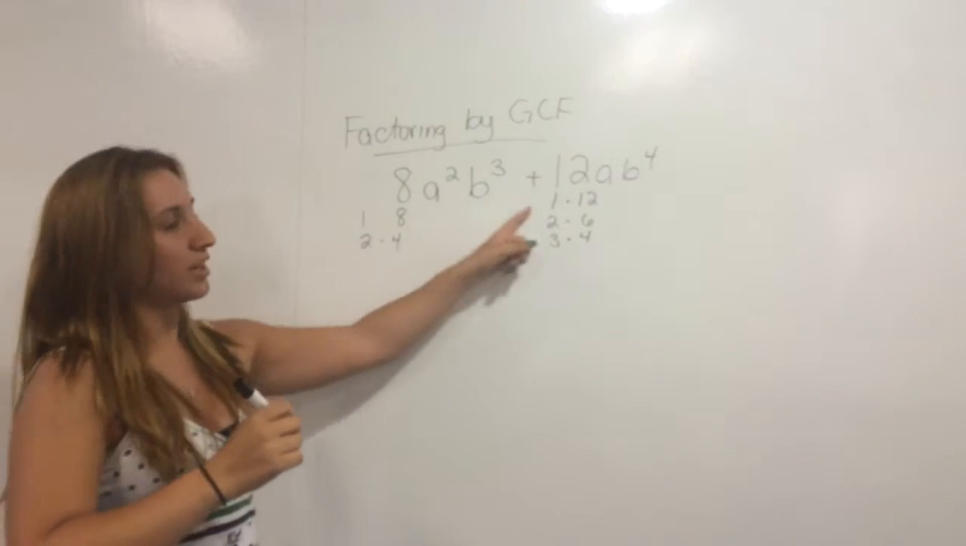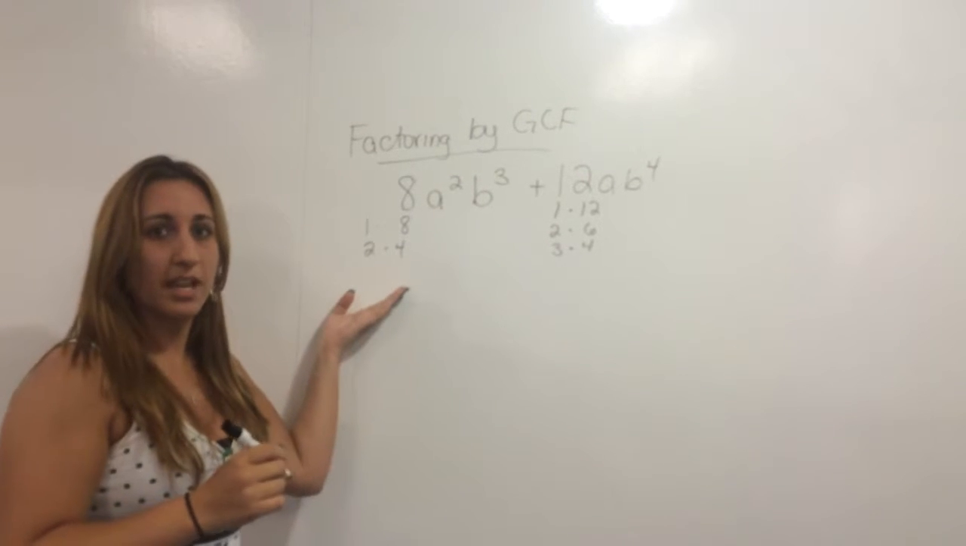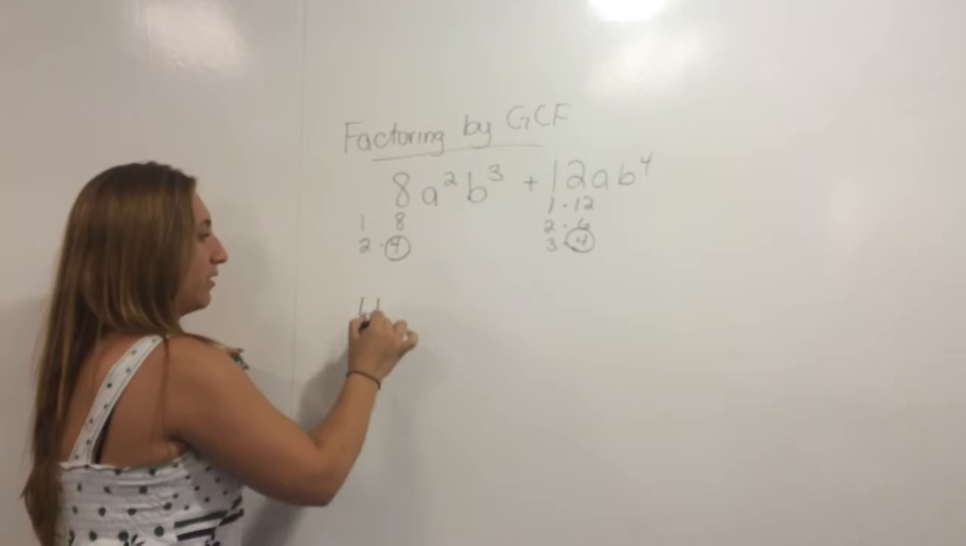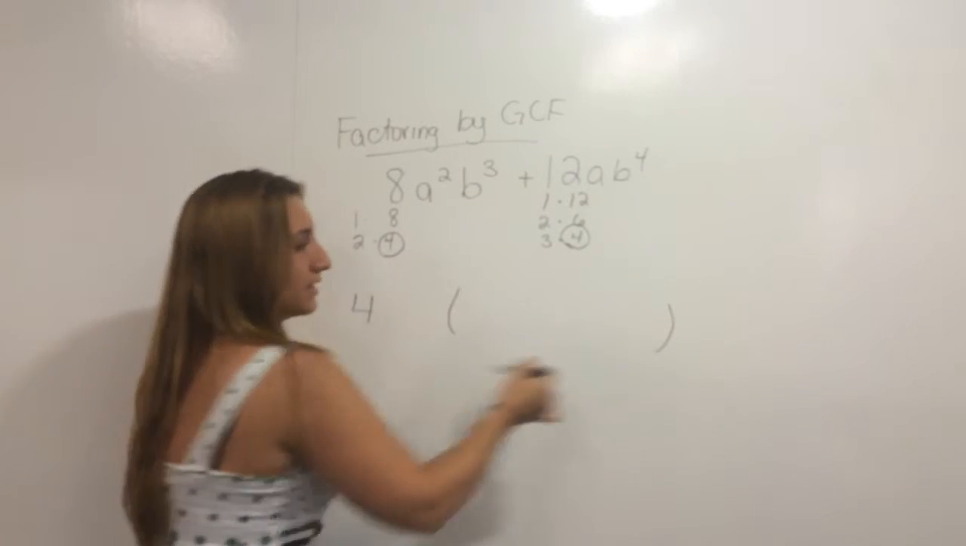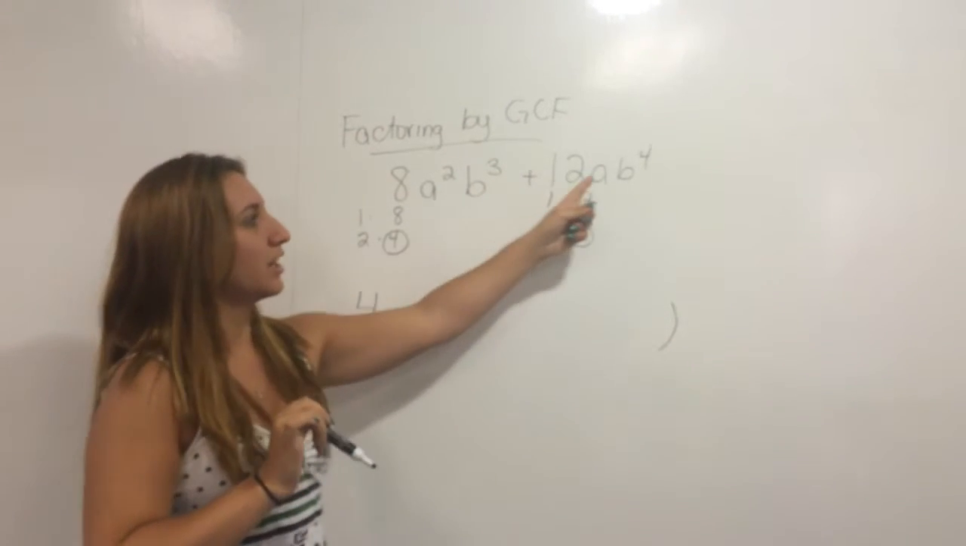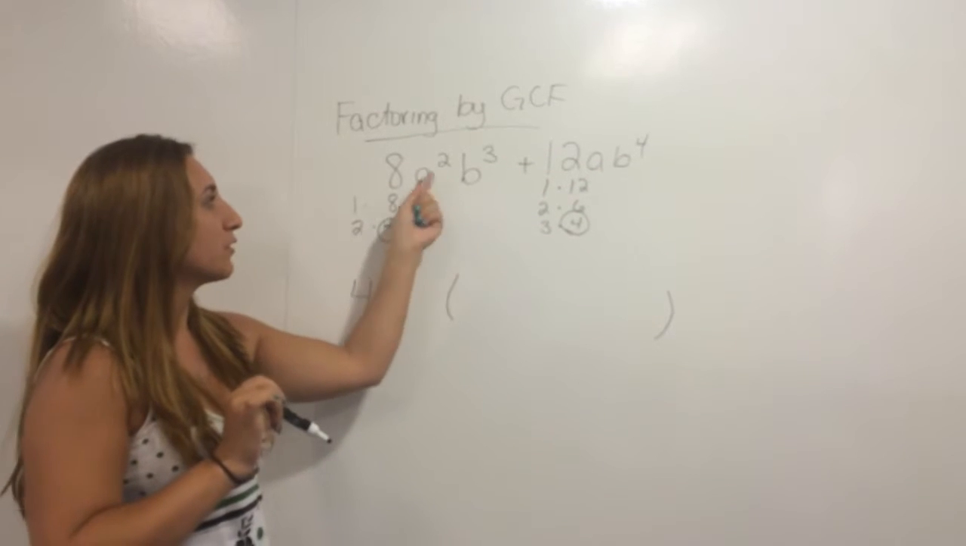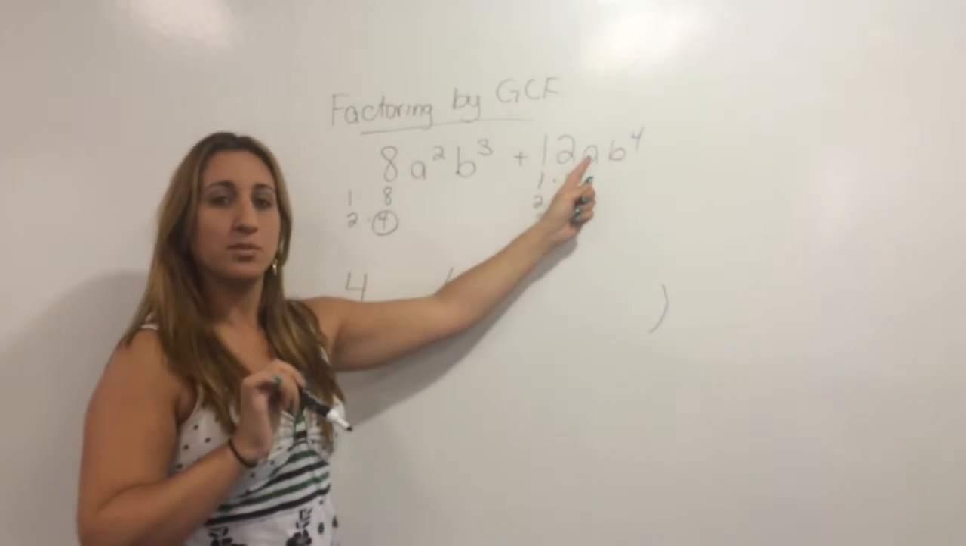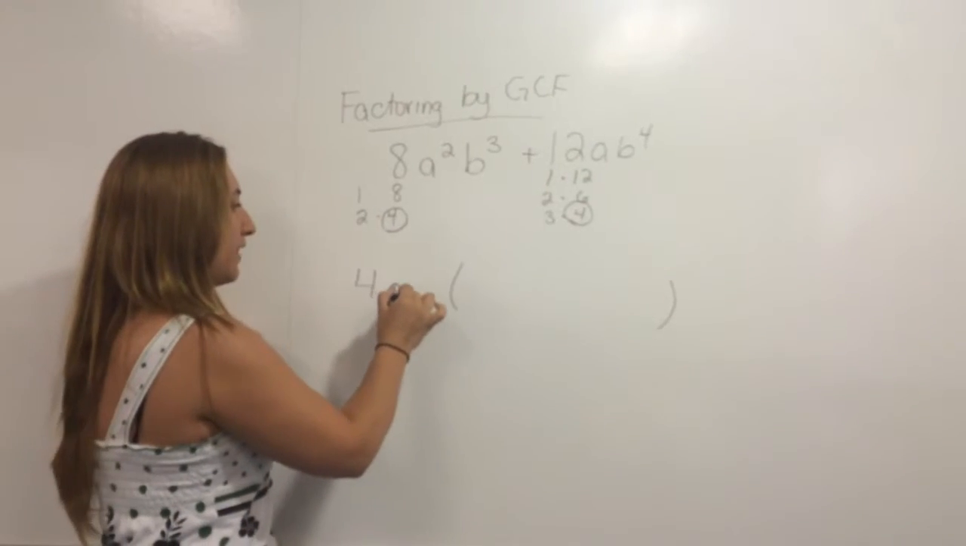So which one of the 4, or all of the terms, is the largest? Well, the 4 is. So that's going to be our GCF. So we're going to pull out a 4 and make a big set of parentheses at the end. Now we're going to look at our variables. So you always look for the smallest exponent of the same letter. So I have a squared and an a. The smallest one is just a to the first power. I'm going to pull that out.